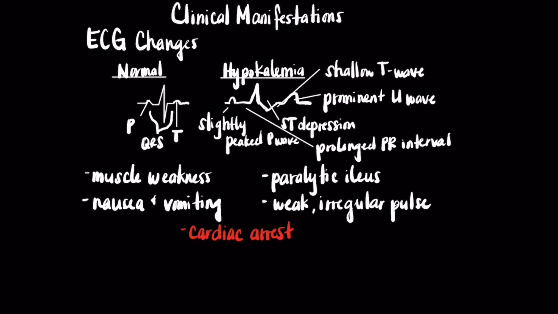When it comes to learning the different clinical manifestations of hypokalemia, it's important to remember potassium's important role in cardiac and muscle contraction to better understand what's going on when potassium is out of balance in the body. In a hypokalemic state, you would see changes in the patient's ECG. Such ECG changes include a slightly peaked P wave, a prolonged PR interval, ST depression, a shallow T wave, and a prominent U wave. Other clinical manifestations like muscle weakness, nausea and vomiting, paralytic ileus, and a weak irregular pulse all tie back to potassium's role in cardiac and smooth muscle contraction.